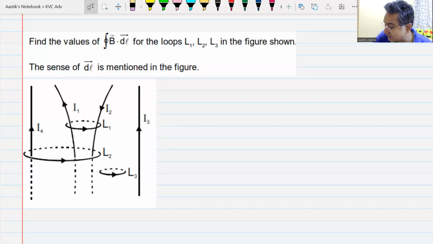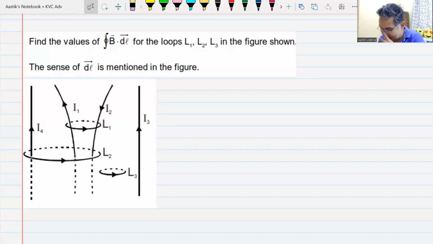Okay, then this is a small question so that you understand how to apply this. Calculate the value of the integral of B dot dl for L1, L2 and L3. Three closed loops have been drawn. You have to tell me the answer for this one. I'll give you 2 minutes to solve it.